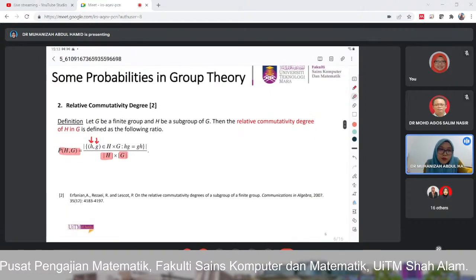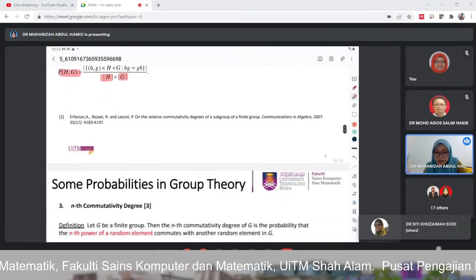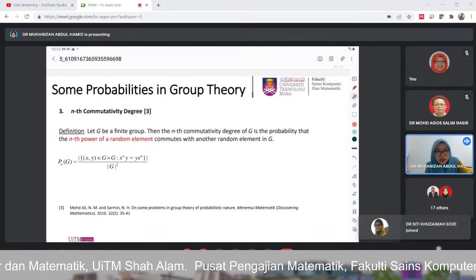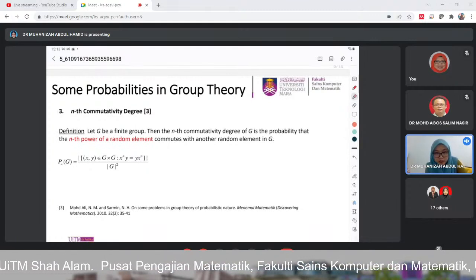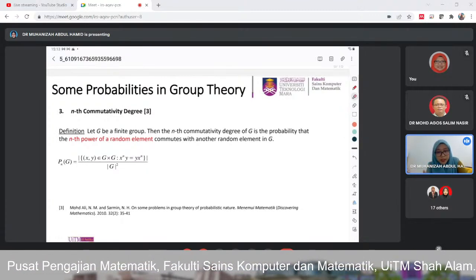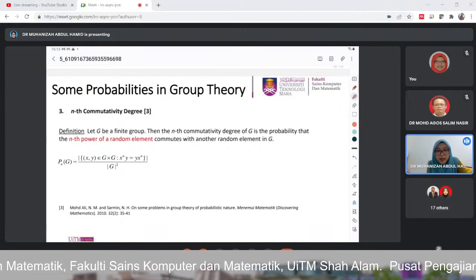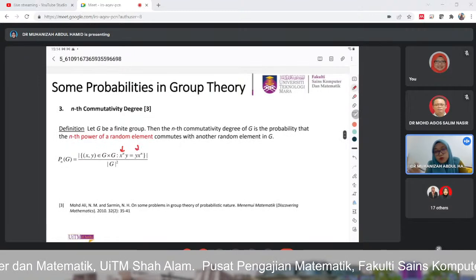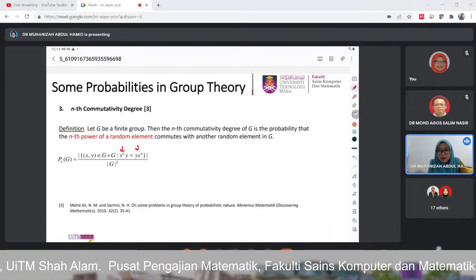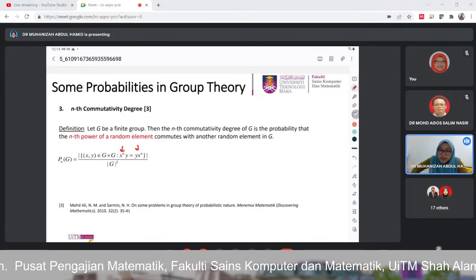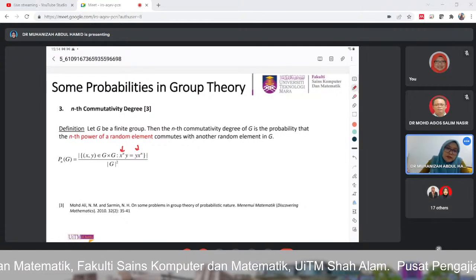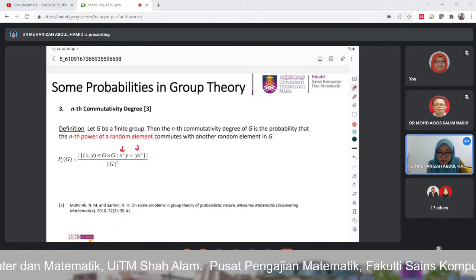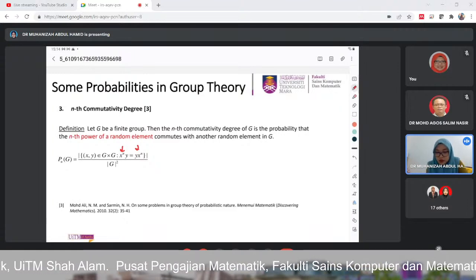Okay, then we have the n-commutativity degree, which is actually a generalization of the commutativity degree. For the case n equal to 1, it is just the same as P(G), right? When n equal to 1, you will get xy equal to yx, the same as P(G). Okay, and this generalization was firstly introduced by Muhammad Ali and Sami in 2010.